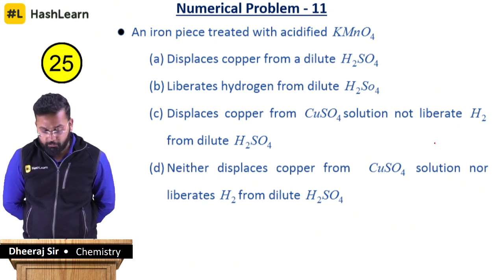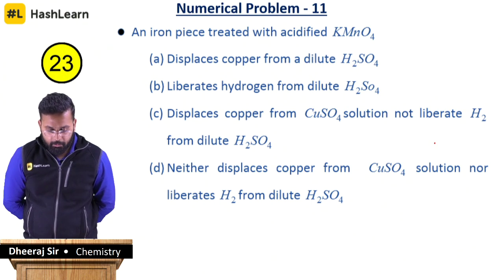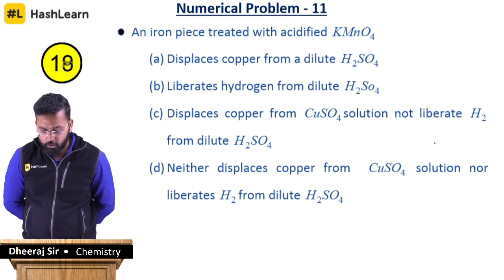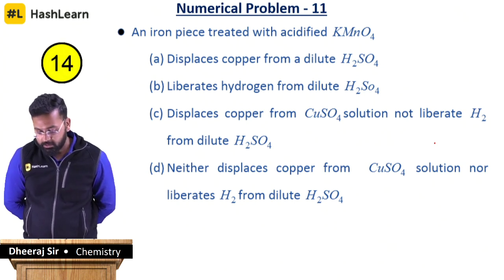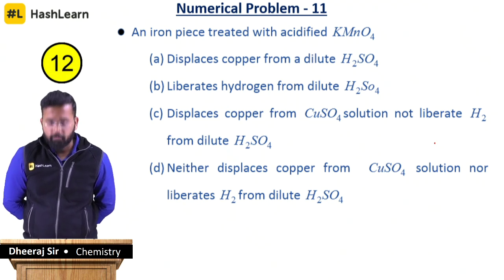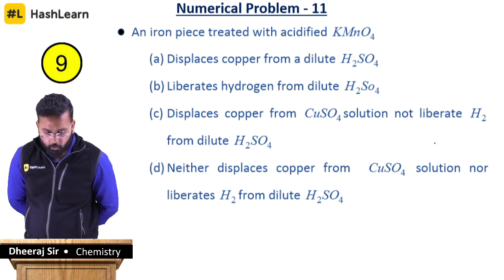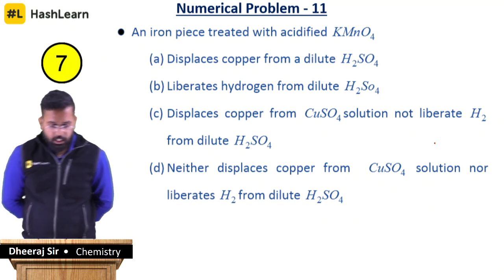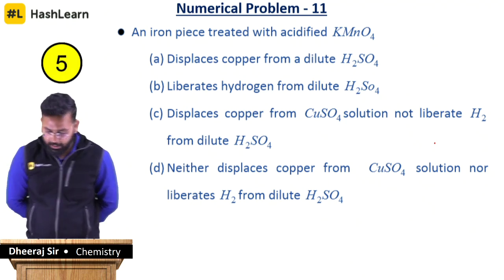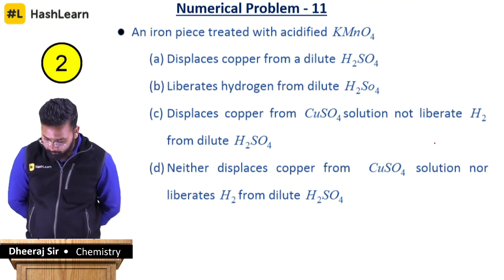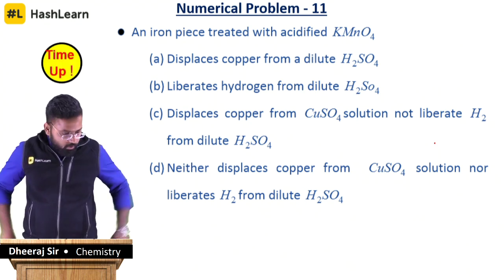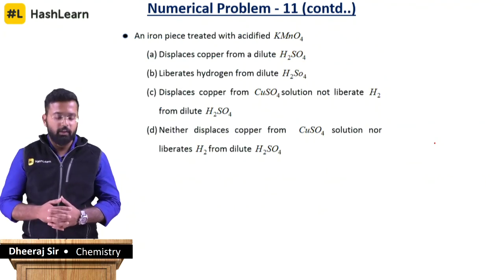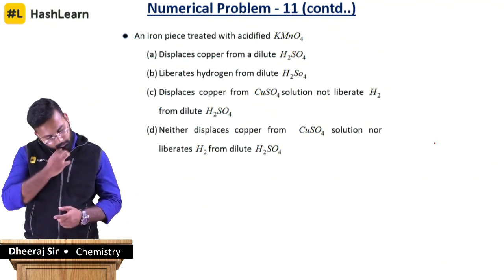It is going to displace copper from dilute H2SO4, liberate hydrogen from dilute H2SO4, displace copper from copper sulfate solution, not liberate H2 from dilute H2SO4, or neither displace copper nor liberate H2 from dilute H2SO4. What is it going to do? So think about it. An iron piece treated with acidified KMnO4, what is going to happen? So clock master says time's up. But think, guys, think what's going to happen.